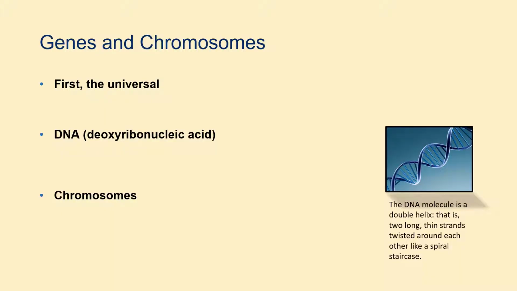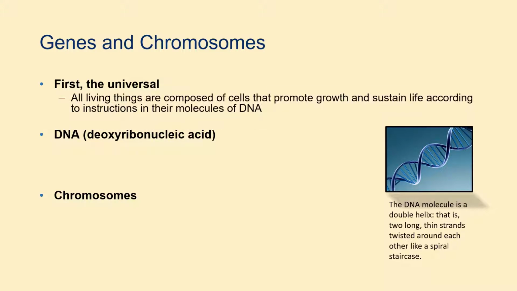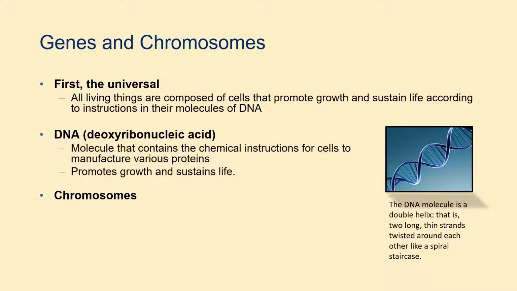Let's begin with a brief review of genetics. First, the universal. All living things are composed of cells that promote growth and sustain life according to instructions in their molecules of DNA. DNA is a molecule that contains the chemical instructions for cells to manufacture various proteins and promotes growth and sustains life.